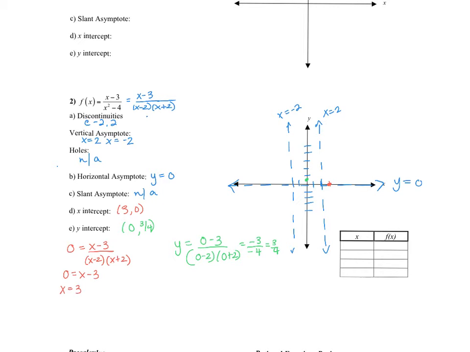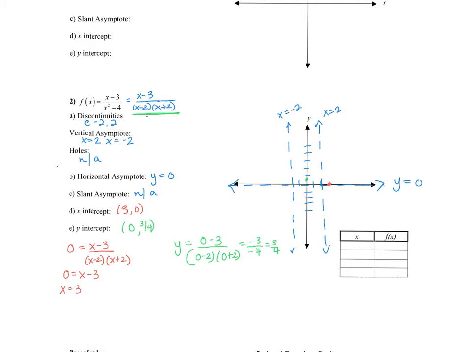So we want to pick some x values that are smaller than negative 2, some x values that are between negative 2 and 2, and then some x values that are larger than 2. And we're going to input them into our function over here. I put a table of values for you there, and you can look more closely at the key to see what I did.